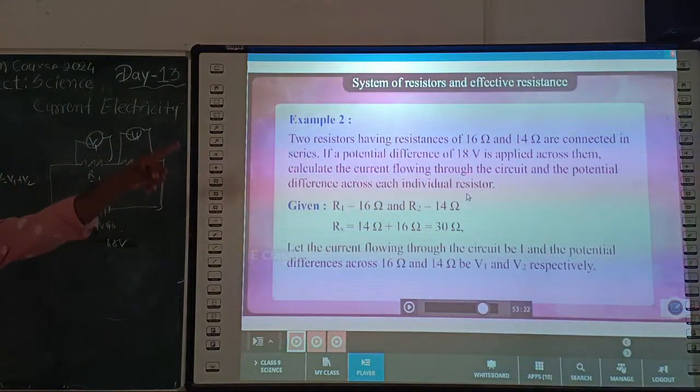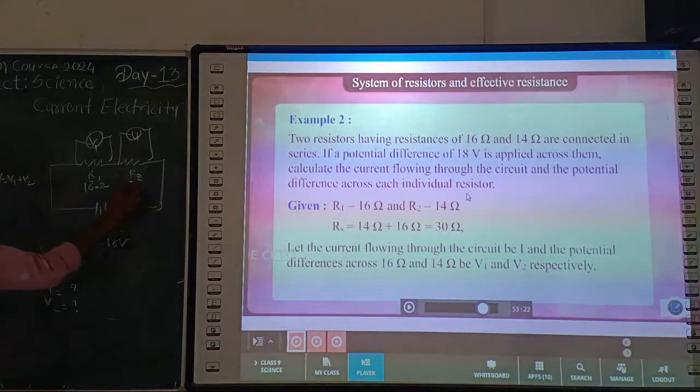तो यहाँ पे R1 की वैल्यू दी है, R2 की वैल्यू दी है, और यहाँ पे कंबाइंड पोटेंशियल डिफरेंस दिया है हमें 18 वोल्ट. हमें क्या पूछा है? V1 एंड V2. यू हैव टू फाइंड आउट V1 एंड V2. द रेजिस्टेंसेस आर गिवन 16 ओहम एंड सेकंड इज 14 ओहम. R1 इज इक्वल टू 16 ओहम एंड R2 इज इक्वल टू 14 ओहम.